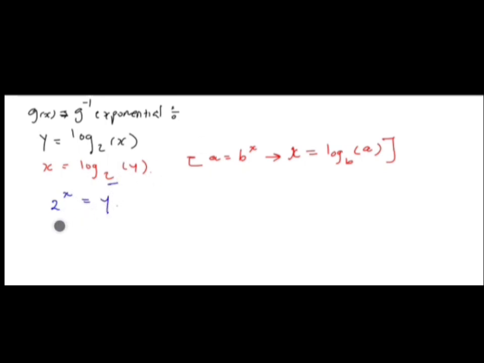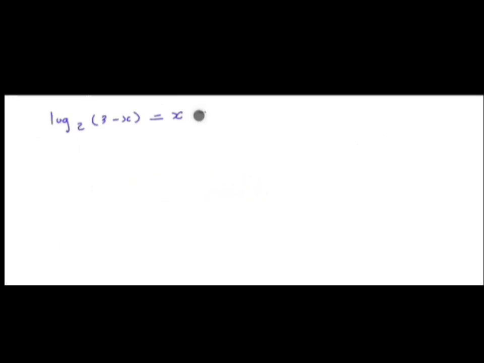So we are asked to give the answer in this form. But we know that in actual essence, this is the inverse of g, which is just 2 to the power x. The question is how would you solve this? Well, very easy. You know that this is your logarithmic function. So basically, what you will do is simply reflect the function.